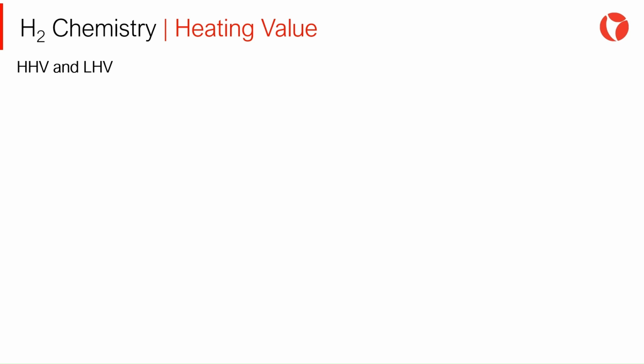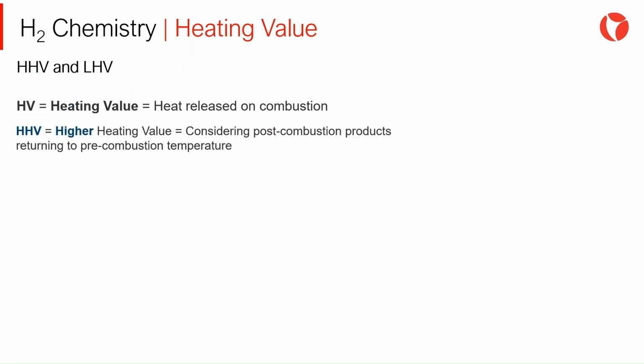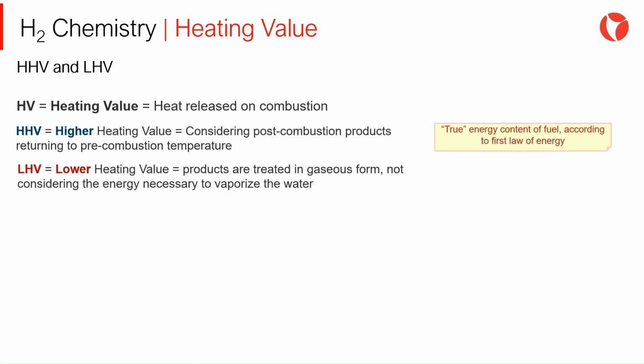Going deeper into the question of how much energy is contained in 1 kilogram of hydrogen, we find that there are two ways to measure the amount of heat/energy that will be released when combustion occurs. Higher heating value will consider all the energy released in the combustion, including the one that is delivered when the resulting products reach the starting temperature. Lower heating value treats the products in the gas phase. It does not consider the energy necessary to vaporize the water.